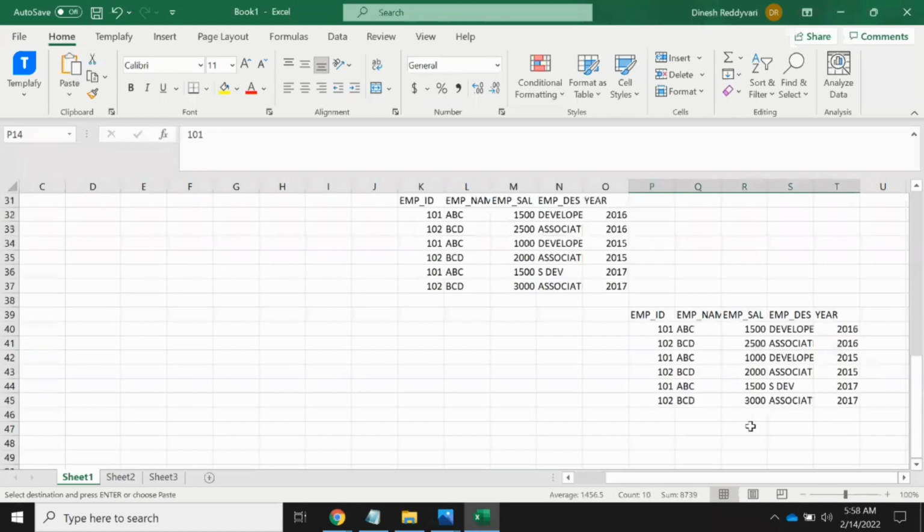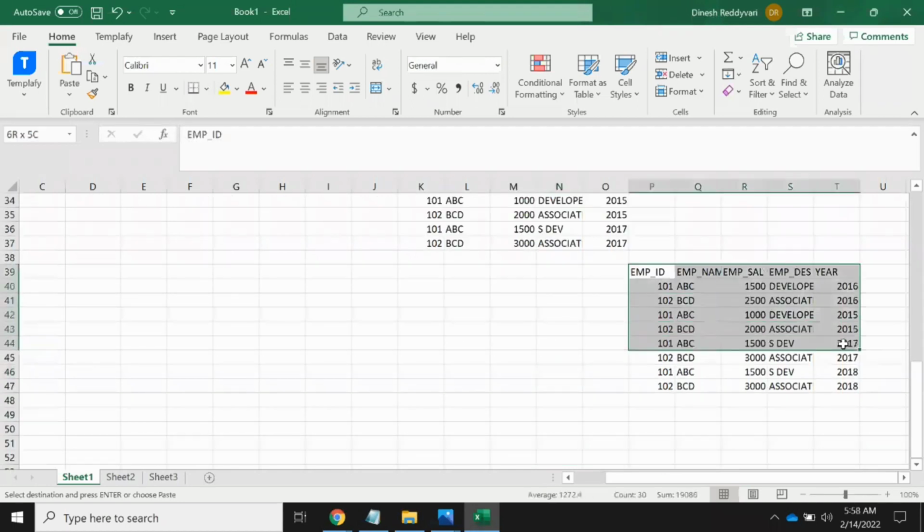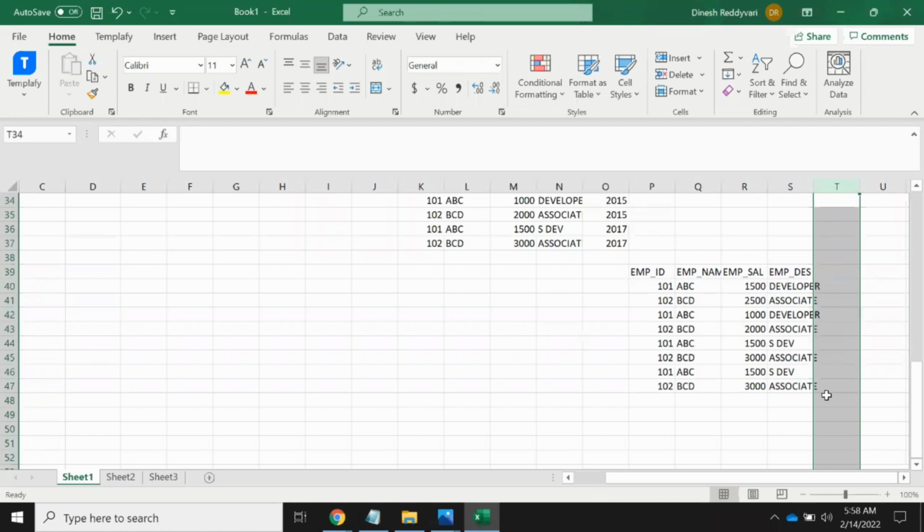Now if you observe the data here, we can see the complete information in this particular table. We can understand the employee ID, and based on the year, what we are maintaining here to understand history. Now just observe, forget about this particular year column.